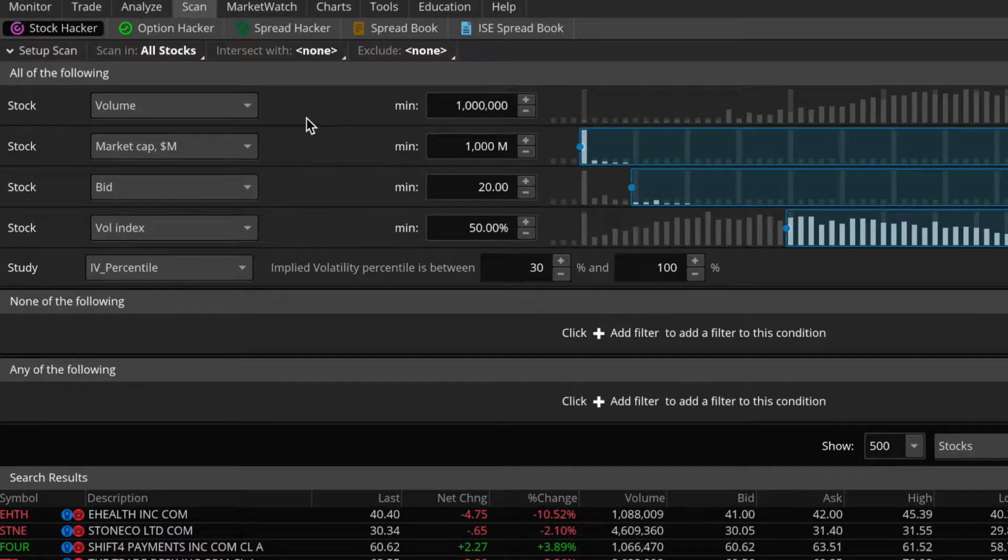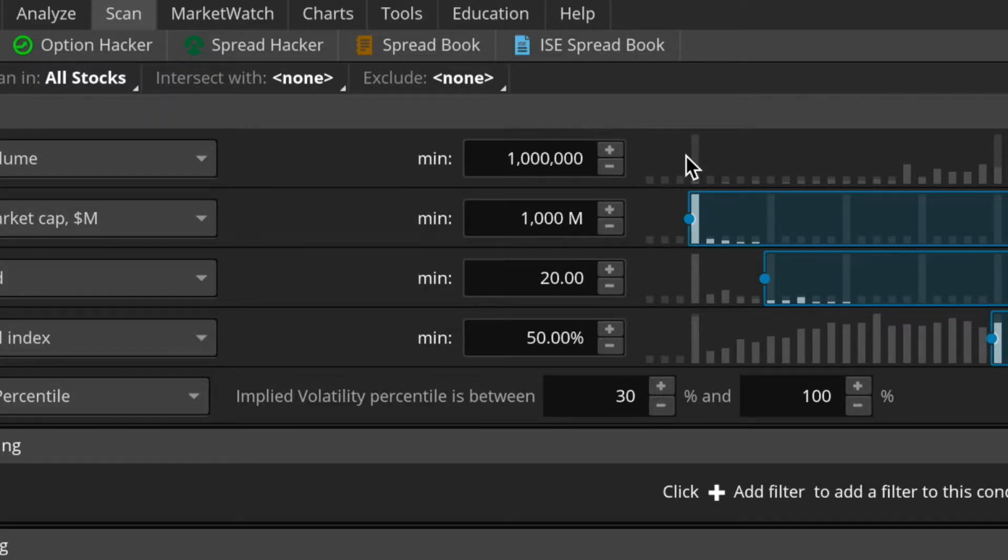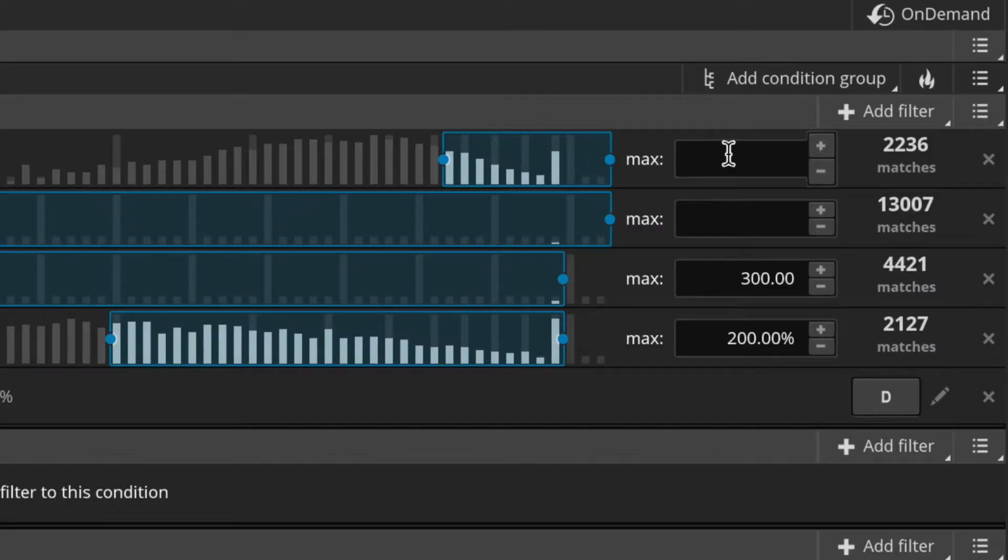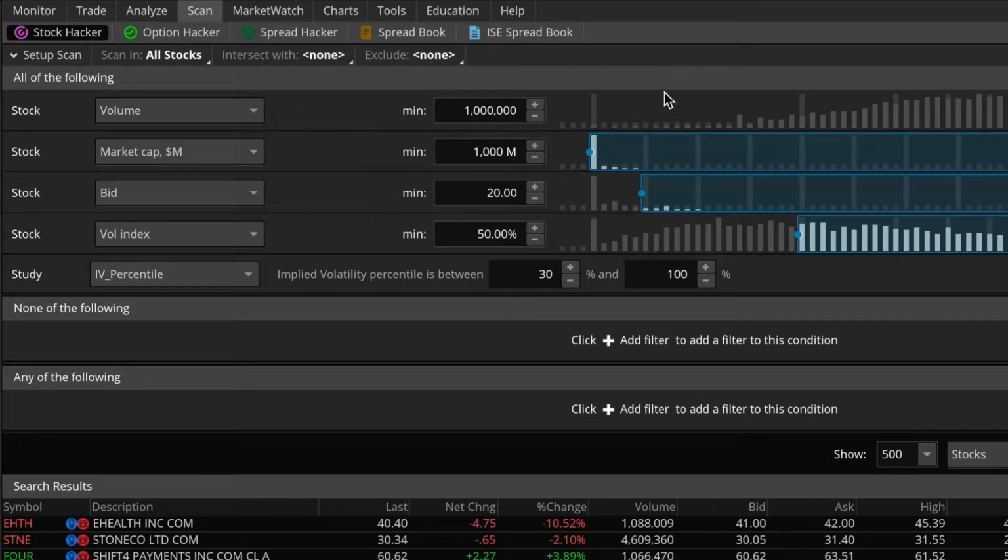And so the first filter I have has to do with the stock trading volume, which basically looks at how many shares of a particular stock are traded each day. For this one, I have a minimum set in place of 1 million shares. I don't want to see any stocks that have traded less than 1 million shares in a day. And then the max I have basically left open-ended. Now, why is this one important though?